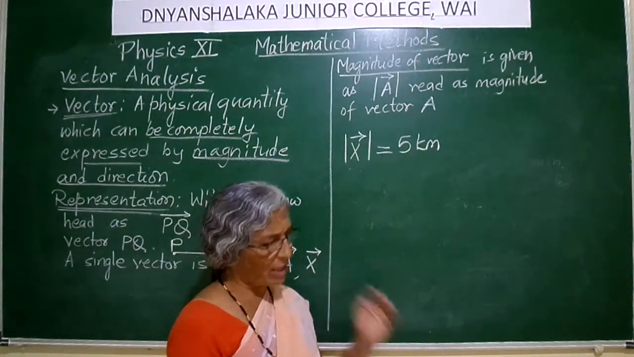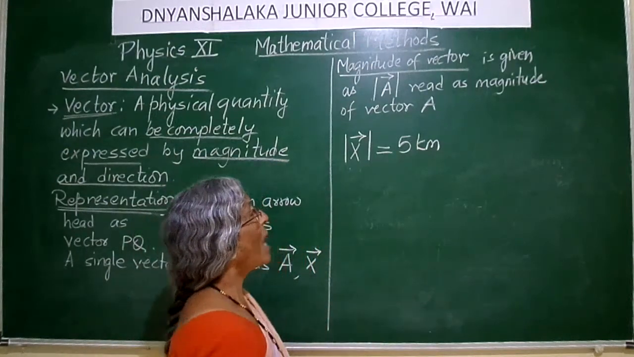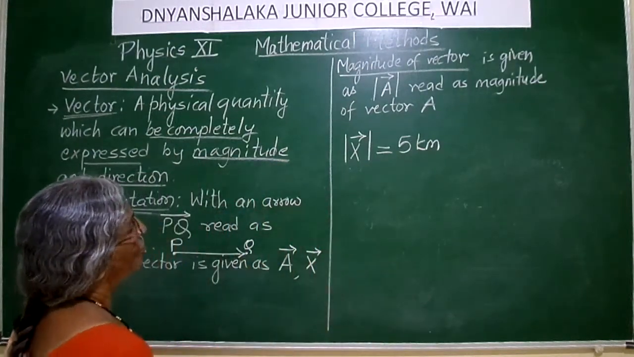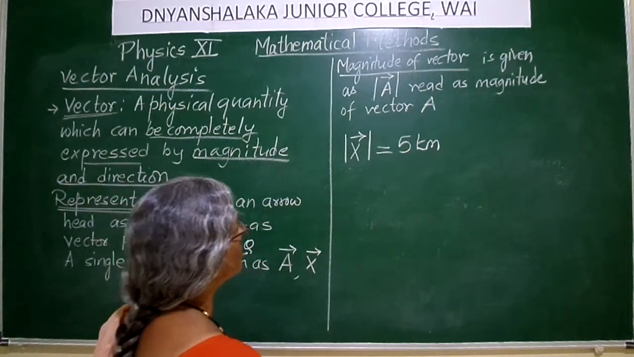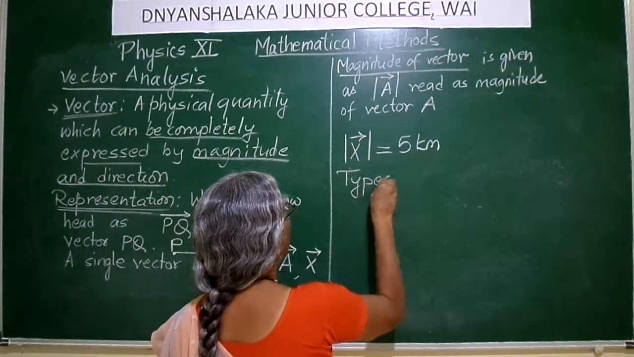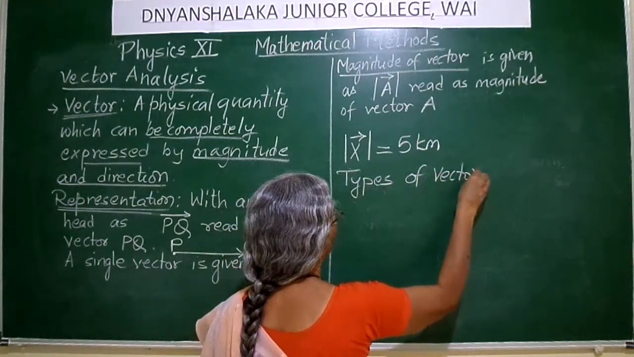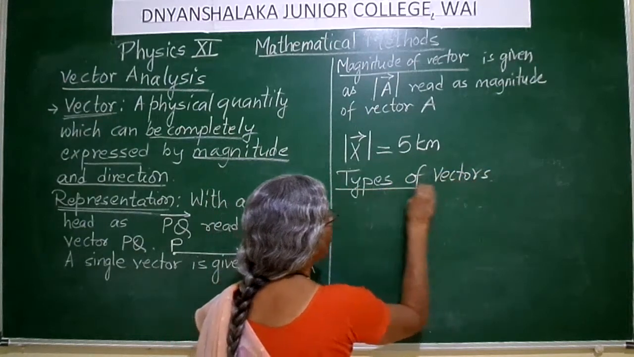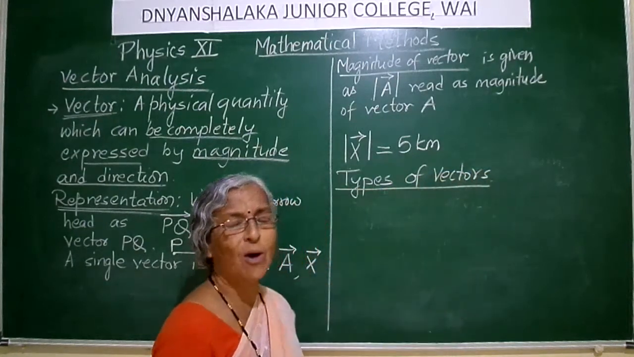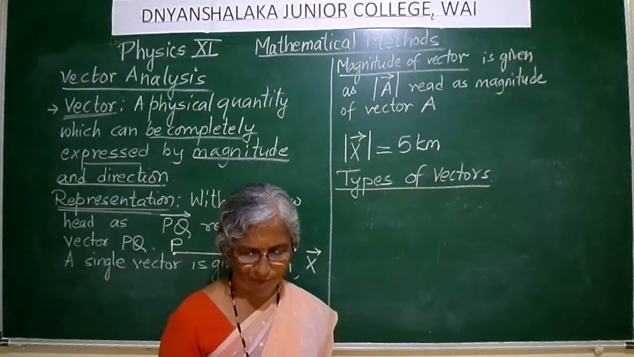Right. Now we will continue with our further part in vectors. Now, with this knowledge of vectors, we will continue with the study of vectors, in which we are going to study the types of vectors. What are we going to study now? The different types of vectors. Now, what are the different types of vectors?